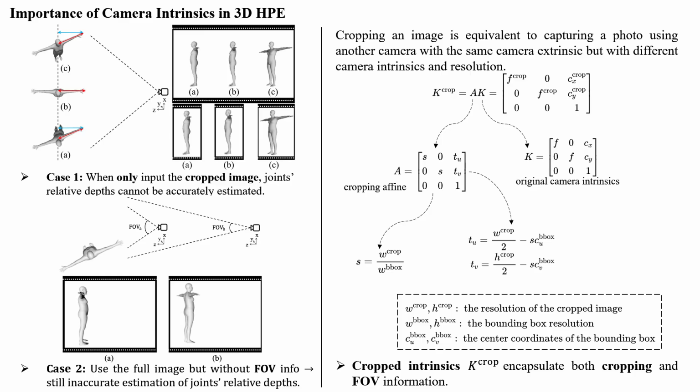On the other hand, cropping an image is equivalent to capturing a photo using another camera with the same camera extrinsics but with different camera intrinsics and resolution. The cropping operation includes scaling and translation, which is equivalent to adjusting the focal length f and modifying the coordinates of the principal point cx, cy, as implemented in this equation. The camera intrinsics corresponding to the cropped image, which we call cropped intrinsics, effectively encapsulate both the cropping and the FOV information.